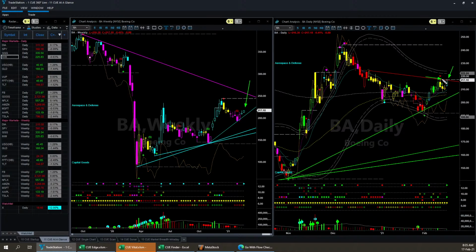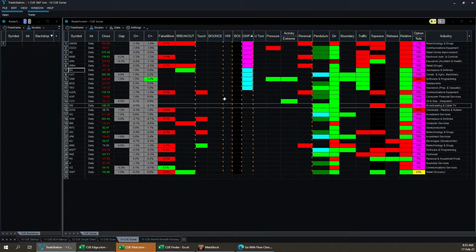Did it close above the trend line resistance? Let's look at sonar. Yes, it is giving a breakout setup also. That means it closed above the trend line resistance and it gave a trend following long trade setup. Now we used to look at the weekly checklist based on the chart.